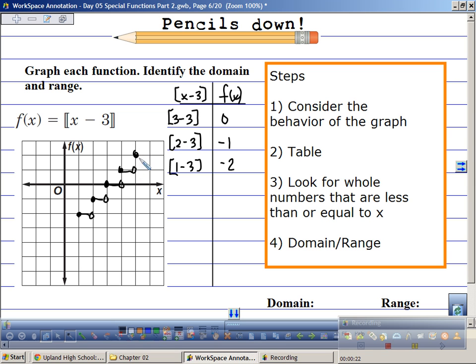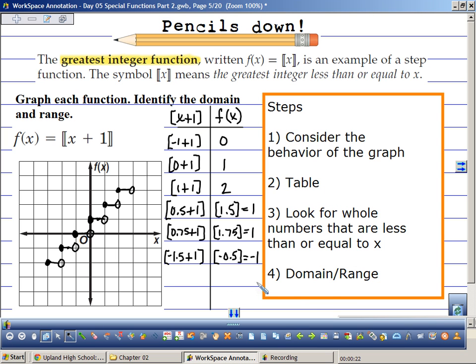That's pretty much all we have to do. It gets a little harder, but for this style, this is what we do. Oh, you know what I forgot? My domain and range.